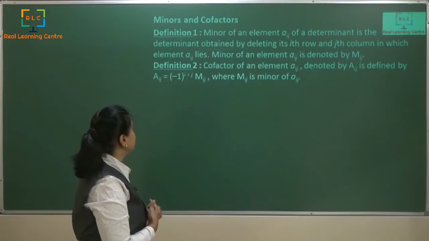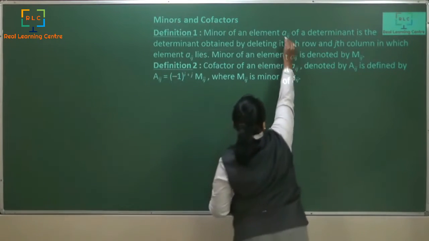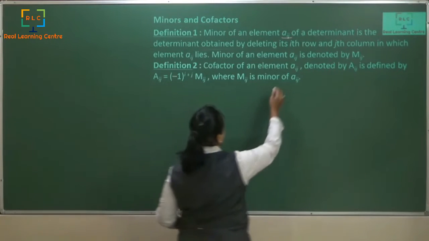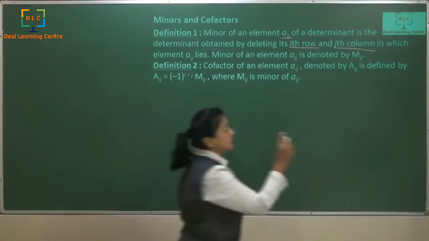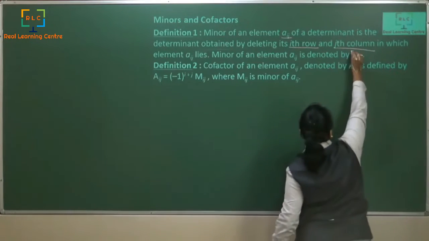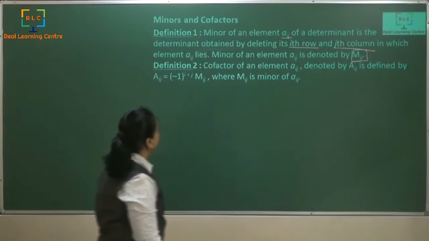Minors and cofactors. Minor of an element Aij of a determinant is the determinant obtained by deleting the ith row and jth column in which that element Aij lies, and this minor is given by Mij. We have used this already.